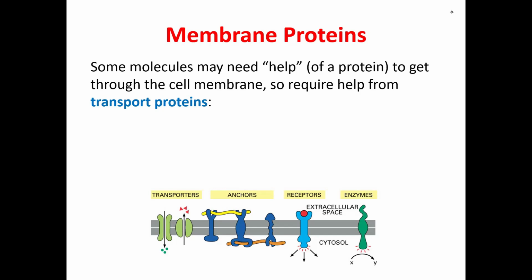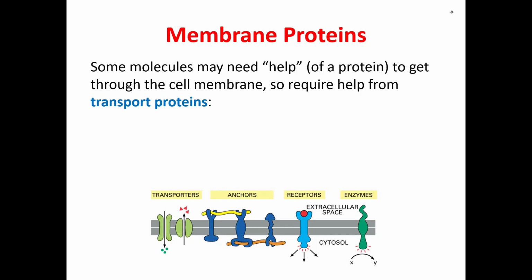Some drugs can't get into the cell until they interact with their specific receptors. And there are also enzymes found in the cell membrane, which are very important for the transport as well as the regulation of what gets in and out of the cell. And of course, we have transporter proteins, and some of these transporter proteins are channel proteins.